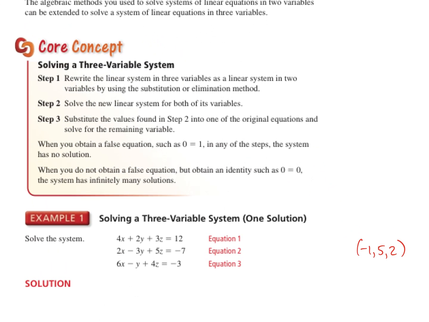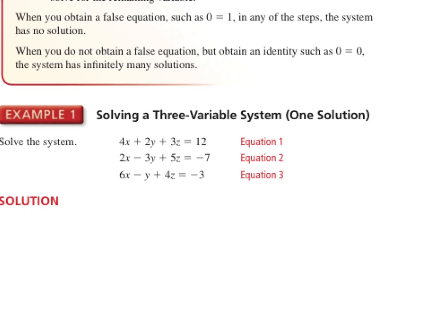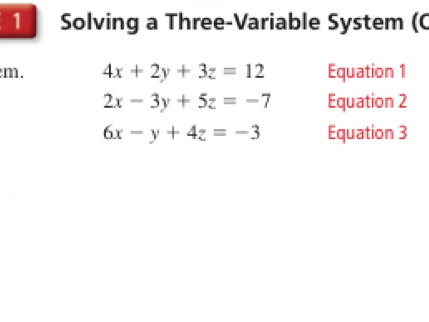Right. So step 1 is we want to rewrite the linear system in three variables as a linear system in two variables by using the substitution or elimination method. So our goal is to eliminate one of the variables first. Looking at our three equations here in example 1, I'm going to label them as 1, 2, and 3. Now we want to pick a variable to eliminate. I would always look at all three of your x's, all three of your y's, and all three of your z's.